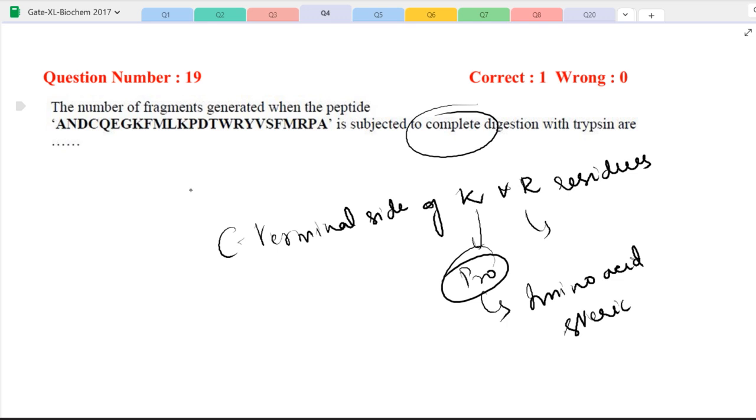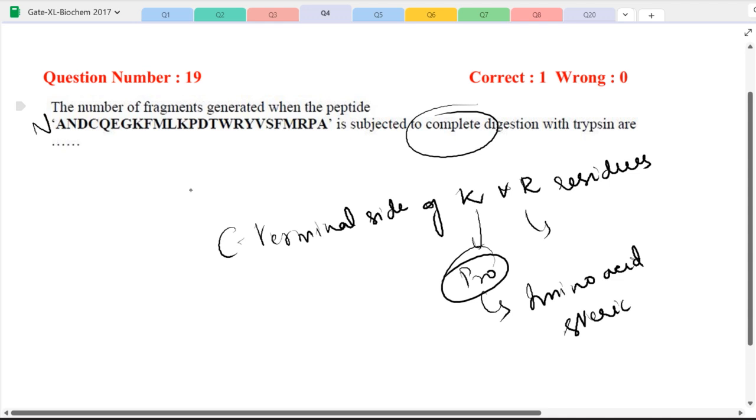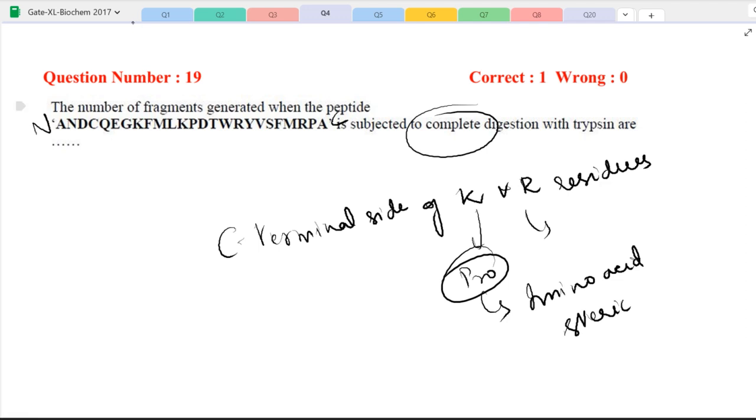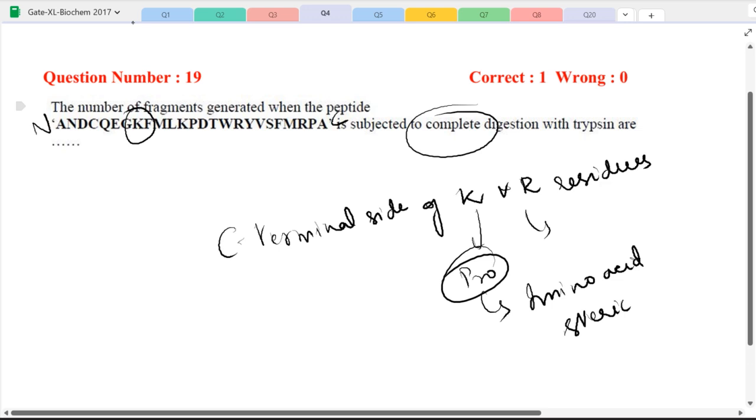So here the sequence of the peptide is given. Since they haven't mentioned anything, it is safe to assume that this is from N-terminal to C-terminal as per the conventional approach. So here let's look for lysine and arginine residues. Let's just circle them. Here you have one lysine, here you have another lysine, here you have an arginine, and here you have another arginine. So here this lysine is immediately followed by proline.